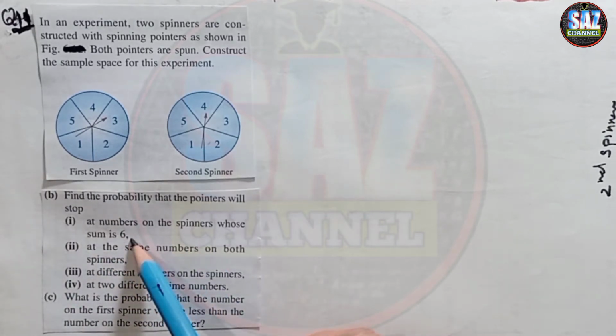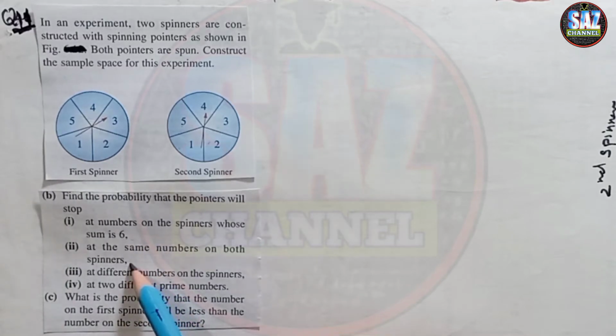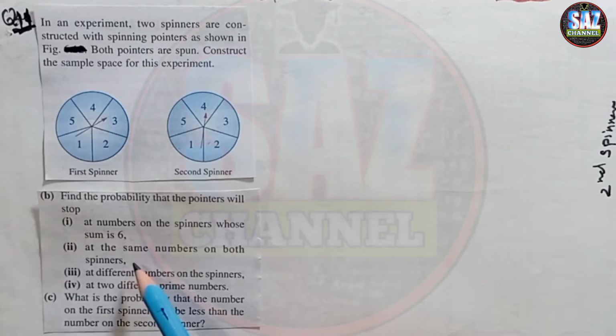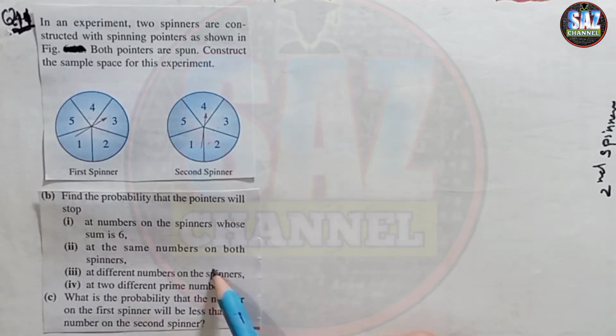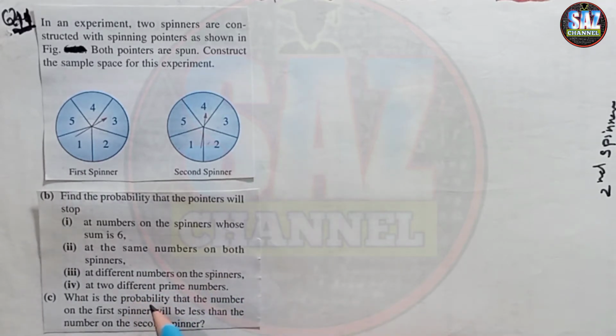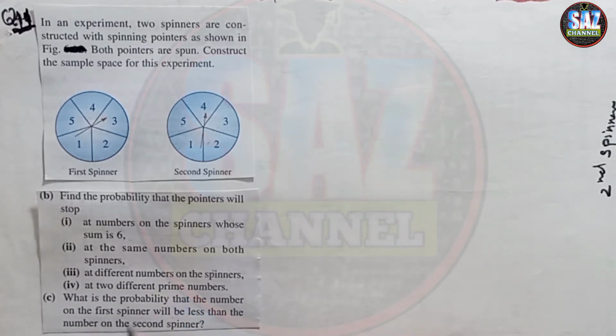The same numbers on both spinners, and the different numbers on both spinners. Then what is the probability that the number on the first pointer will be less than the number on the second spinner? Okay, let's try to understand the question.